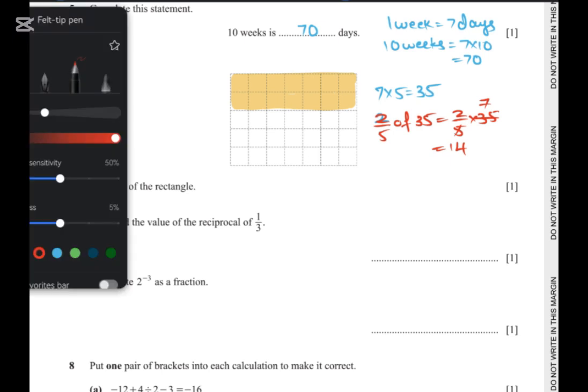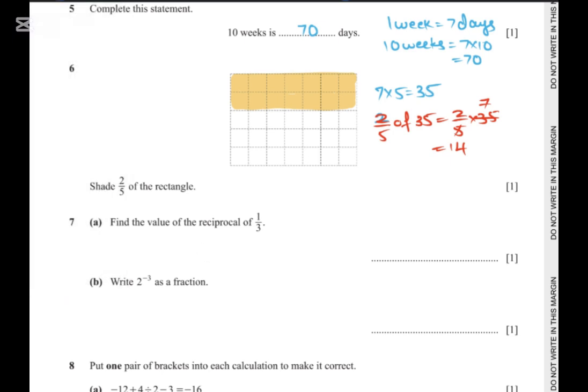Question number 7. Find the value of reciprocal of 1 by 3. Question 7a. So reciprocal is interchanging of numerator and denominator. So it will be 3 by 1. Answer will be 3 by 1, that is 3. Question B. Write 2 raised to minus 3 as a fraction. So whenever the negative exponent is given, you can write the positive exponent by writing its reciprocal. So 1 by 2 cube will be 1 by 8. So the answer is 1 by 8. Question number 7 is done.